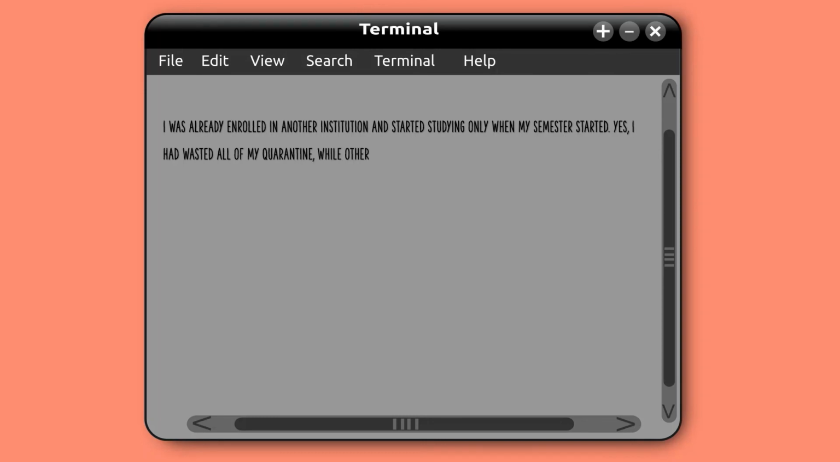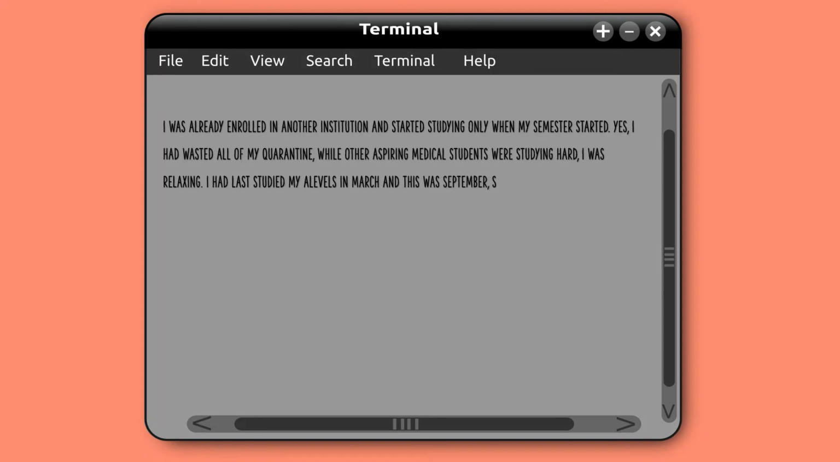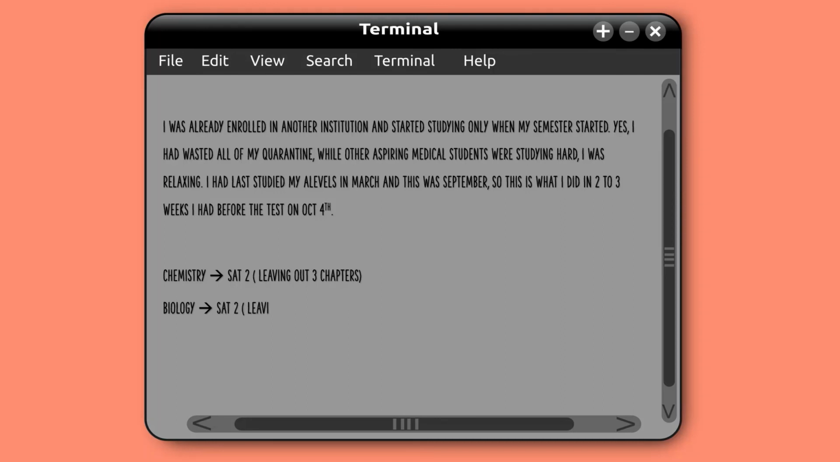What I mean by that is, I had never planned on becoming a doctor, and therefore I was not very serious about this entry test. I only started studying for it when my semester in another institution had already started and I was already in that studying atmosphere. This means I had wasted all of my quarantine. While other aspiring medical students were studying hard, I was relaxing.